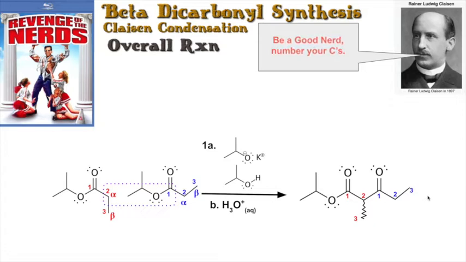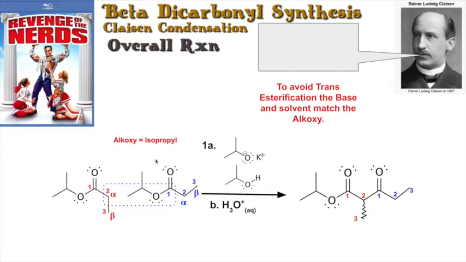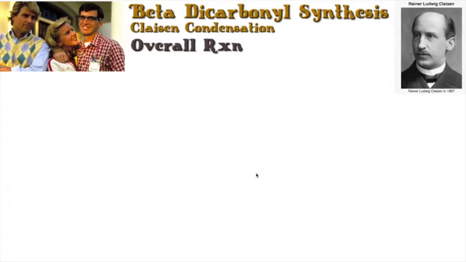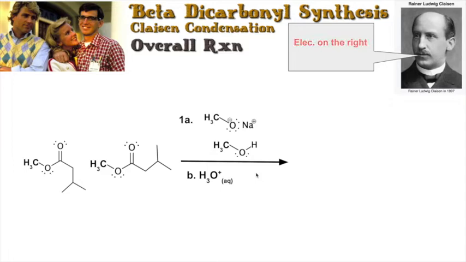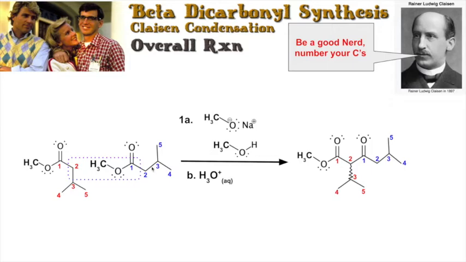And if you keep your alkoxy group the same as your base and your solvent, you won't get transesterification. All right, more practice. This one's drawn up well. There it is, number your carbons, 1, 2, 3, 4, 5, 1, 2, 3, 4, 5. There we go. Not too bad, right?